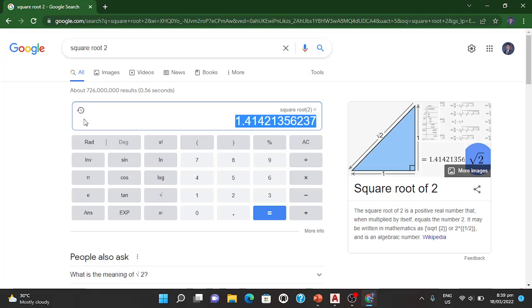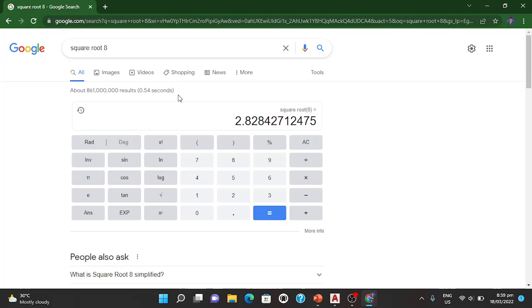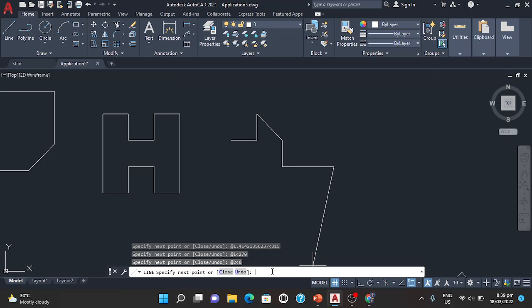So let's try to compute using a calculator. I will use Google for faster processing. So I have the square root of 8. The square root of 8 is equivalent to 2.82842712475. So let's copy it and paste it in our CAD. So let's type at, and then paste the square root of 8. So automatically, the value is pasted.